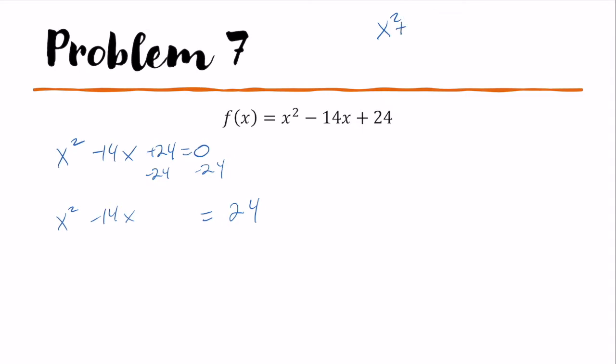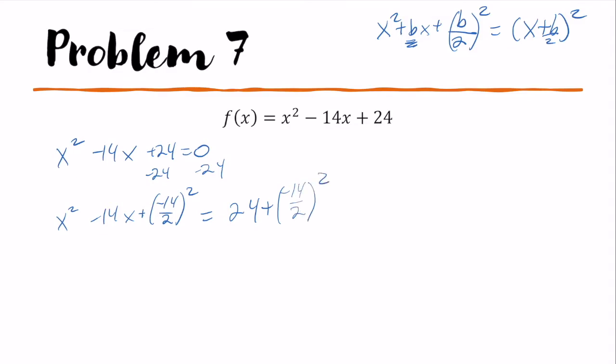What I want to do is add my middle term, b, divided by 2 squared, because that'll allow this to perfectly factor to x plus b over 2 squared. So I'm going to take negative 14 divided by 2 squared and add that to both sides. That's going to give me x squared minus 14x plus 49 equals negative 24 plus 49.